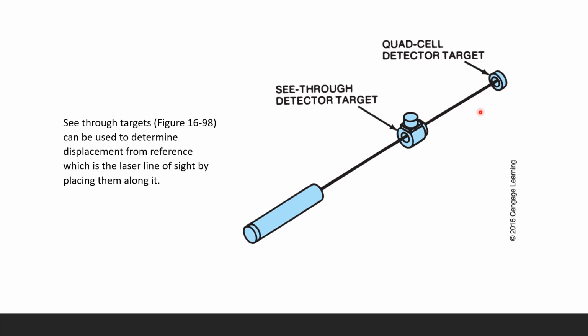See-through targets. Here you see the quad cell detector target, and this is your beam from your laser instrument, and this is your see-through detector target. The see-through targets can be used to determine displacement from a reference, which is your laser line of sight, by placing them along it. A see-through target may be placed along the line to establish a laser line of sight, and displacement from that reference can be determined.